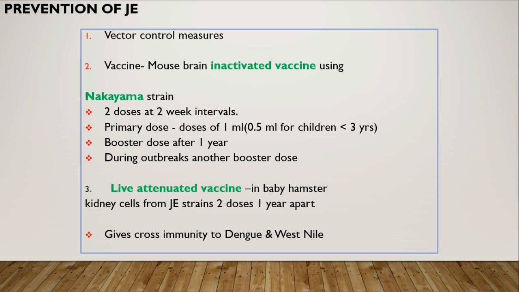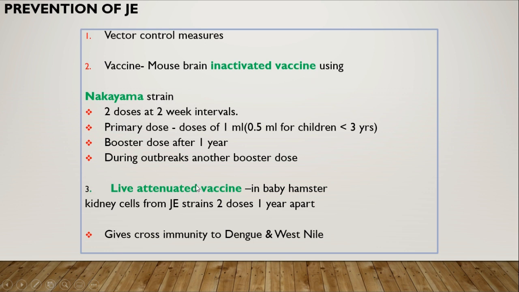Active vaccination is available, where we have two types of vaccine. One is the inactivated vaccine, and live attenuated vaccines are also available, which can be used to prevent serious complications associated with Japanese encephalitis. For the inactivated vaccine, we are using the Nakayama strain, where we'll give 2 doses at 2 weeks interval. Primary dose is 1 ml, 0.5 ml for children below 3 years of age. Booster dose should be given after 1 year. And during an outbreak, another booster dose is definitely required in case of inactivated vaccine.